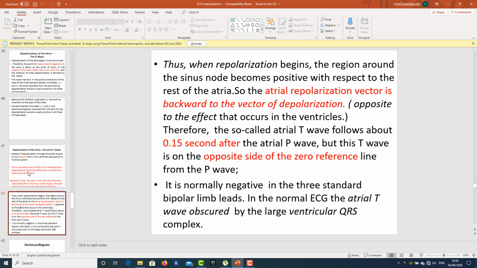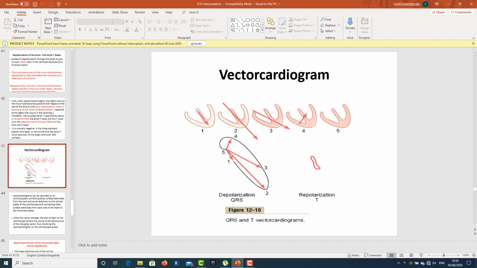In the normal ECG, the atrial T wave is obscured by the large ventricular QRS complex. That's why we don't see it. See? The depolarization, the repolarization.